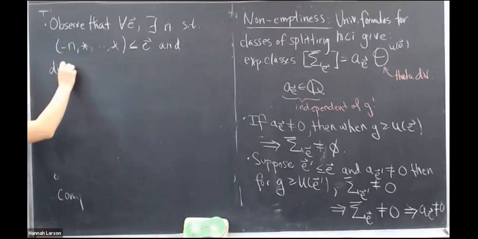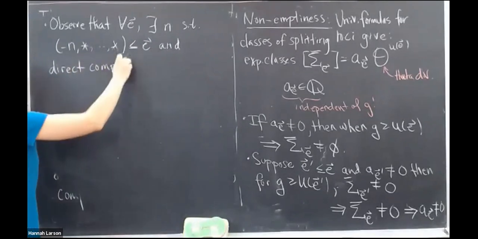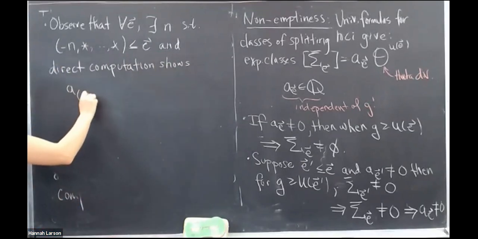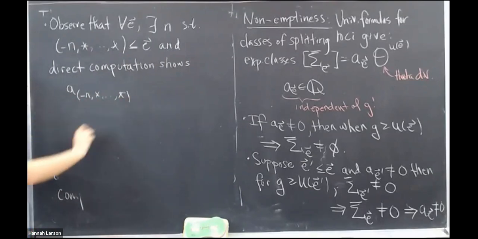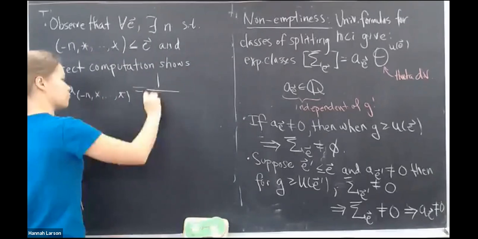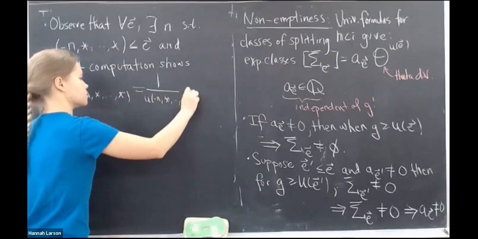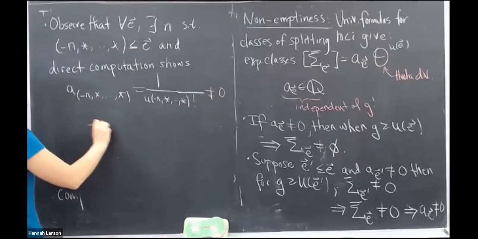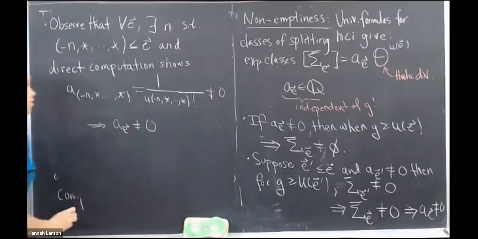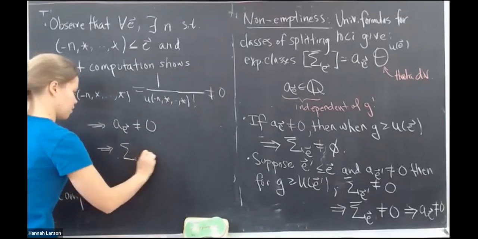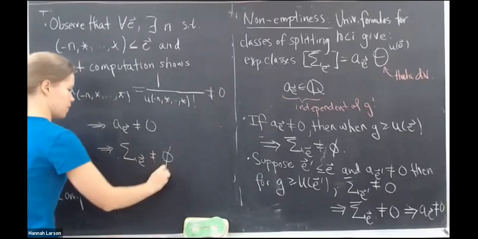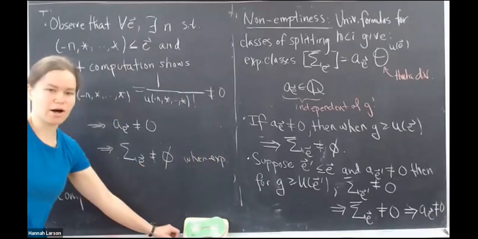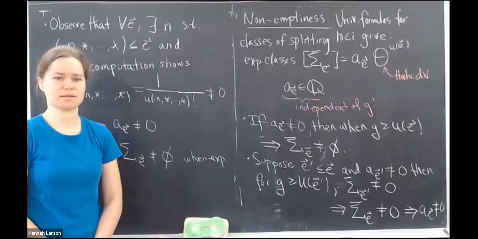And direct computation here shows that the mystery number for this splitting type is 1 over the expected codimension factorial, which is non-zero. So all of the A_E are non-zero, and therefore all of my splitting loci are non-empty when expected. I'll end here. Thank you.